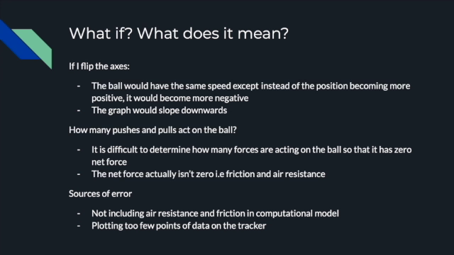There are some sources of error in the lab, such as not including air resistance and friction in the computational model, and plotting too few points of data on the tracker. More of these points would have given a more accurate position time graph of the ball.